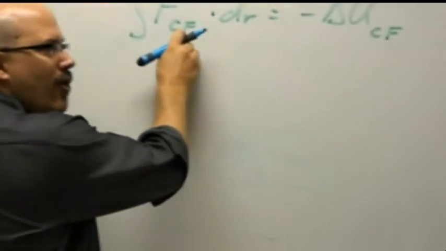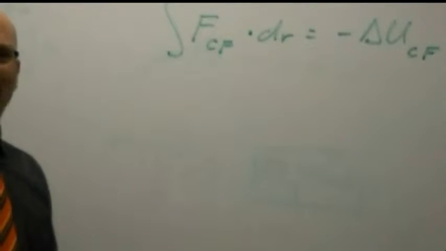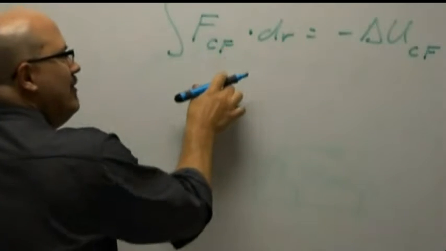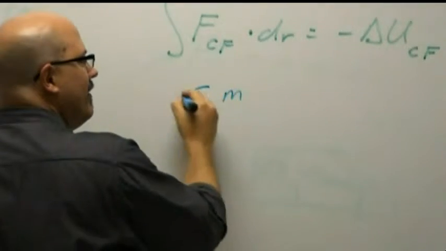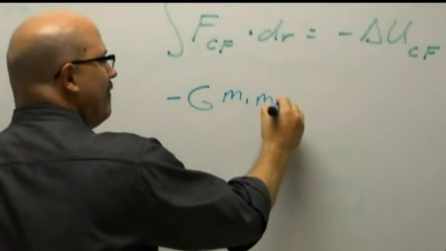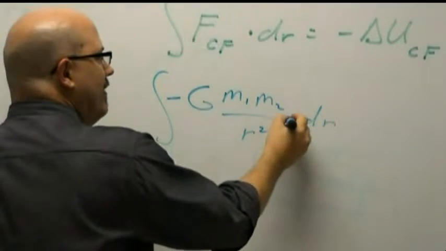What is the conservative force in play here? Changing weight. But gravity changes. What is the conservative force in play? Gravity, right? What is the equation for gravity? Negative G m1 m2 over r squared, dot dr.